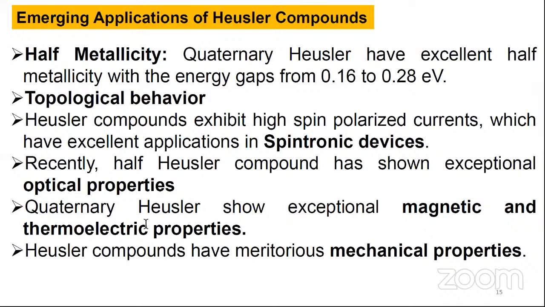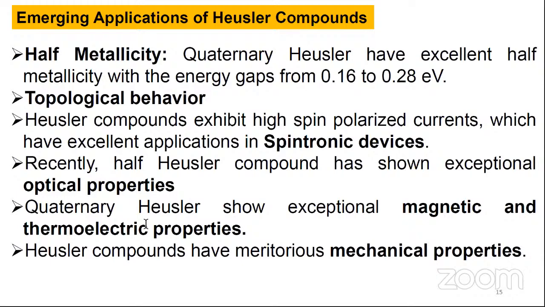There are some emerging applications of Heusler compounds, like half metallicity and topological behavior used in spintronic devices, in spin devices. Half Heusler has shown exceptional optical properties, which are believed to be very useful in optoelectronic device applications. Quaternary Heusler also shows some magnetic and thermoelectric properties. These compounds have good mechanical properties like Young's modulus, bulk modulus, Poisson ratio, and mechanical strength.